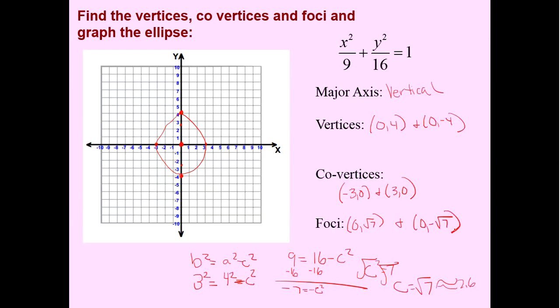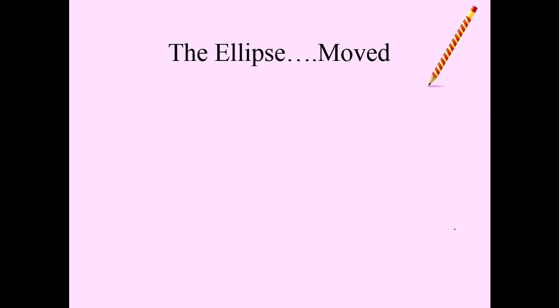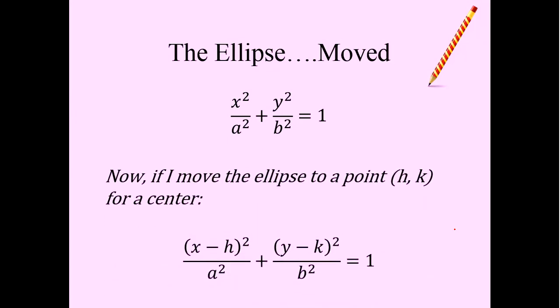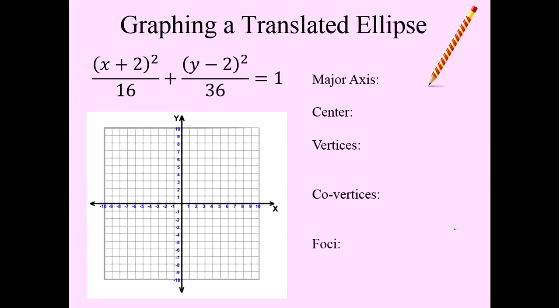Now, what if the ellipse moves? So originally we had this for our formula, right? Now, if the ellipse moves to a point h, k, you would have this formula for the thing. Same thing for finding your vertices, your co-vertices, and all that. However, it's going to be a little bit more complicated to find the exact points for each of them. Let's just see a couple of examples.